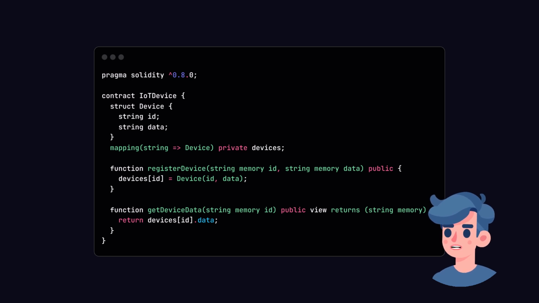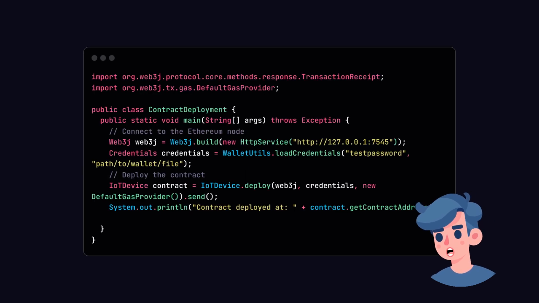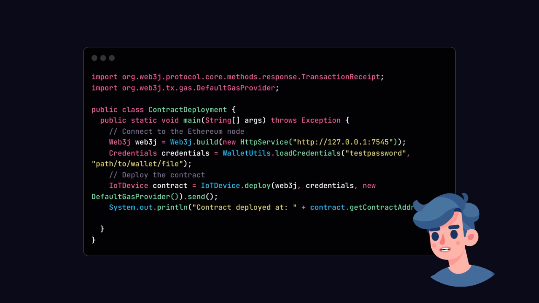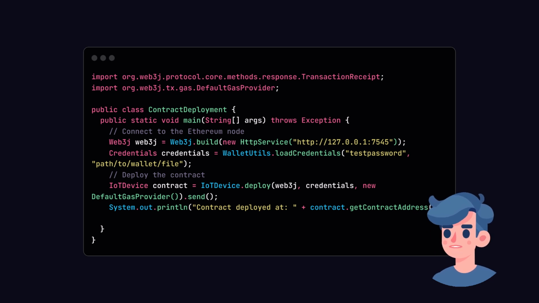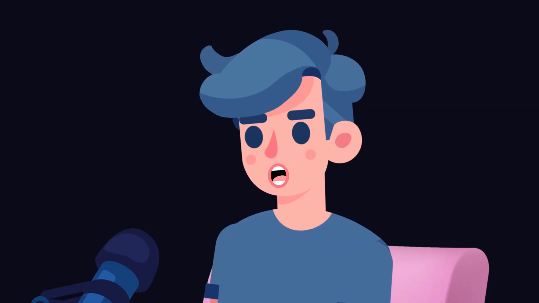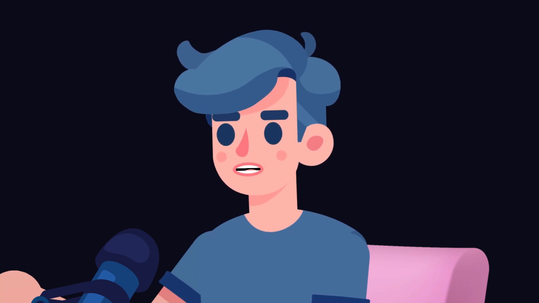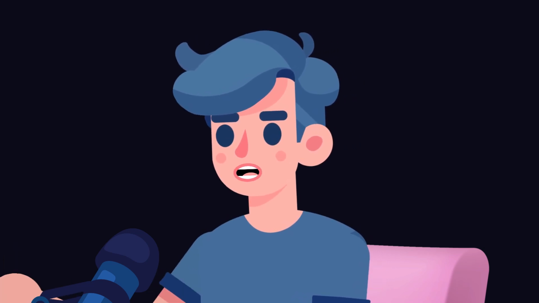Here's a simple Solidity contract that allows IoT devices to register and store their data. In this IoT device contract, each device can register itself with a unique ID, and it can also retrieve its data. We now need to deploy this contract to our blockchain. To do this with Web3j, we create a Java class for deployment.